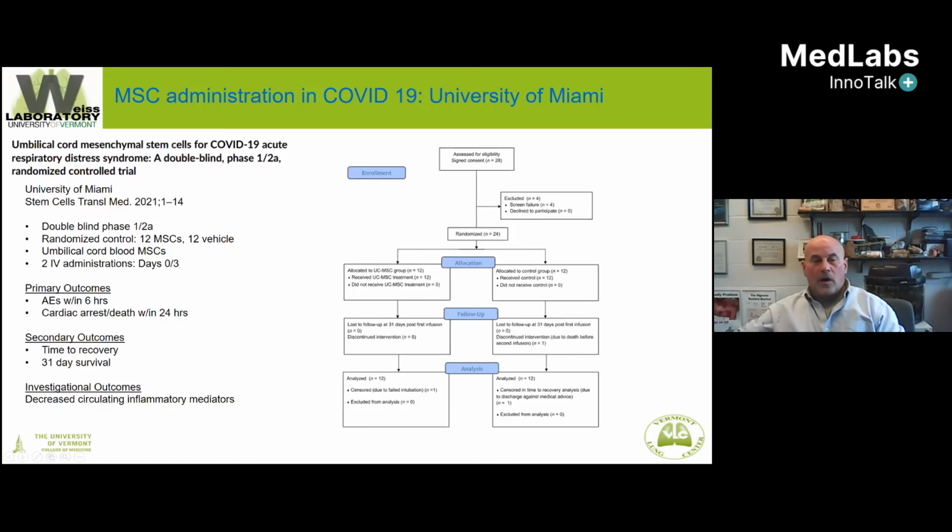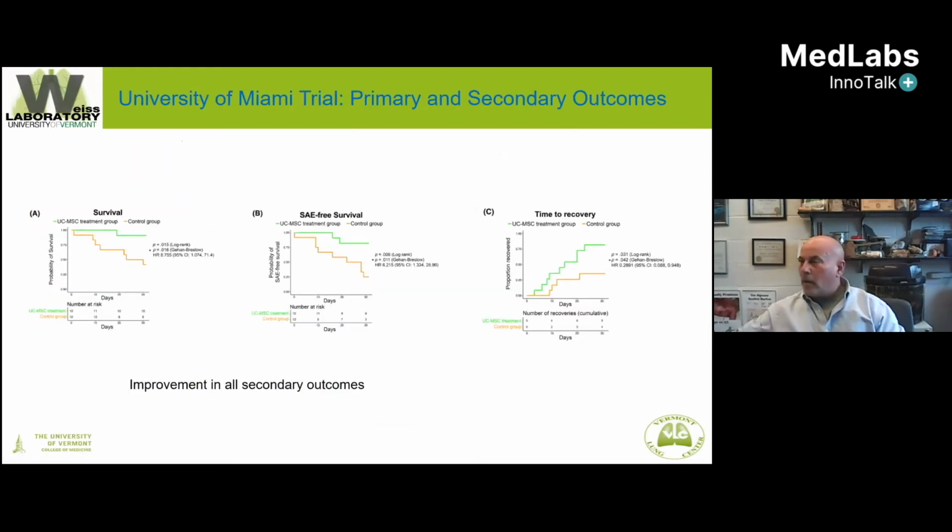And you can see the CONSORT diagram here, not to belabor this. They also looked at investigational outcomes with inflammatory mediators. So this is looking good. Here is survival in a Kaplan-Meier survival curve, the treatment group in green, the control group in orange, and it's pretty clear. Serious adverse event free survival, treatment group in green, the control in orange.